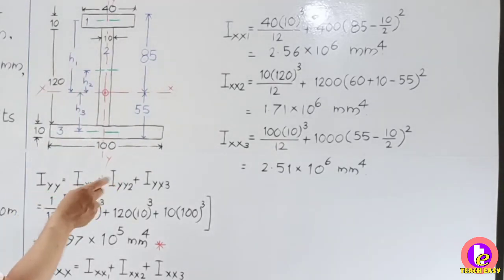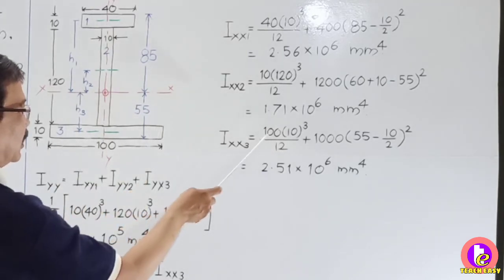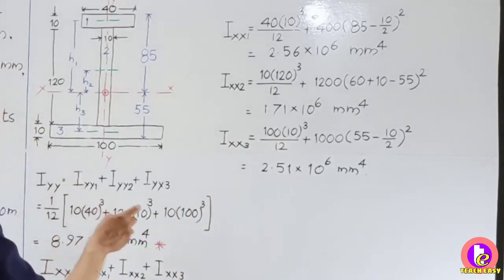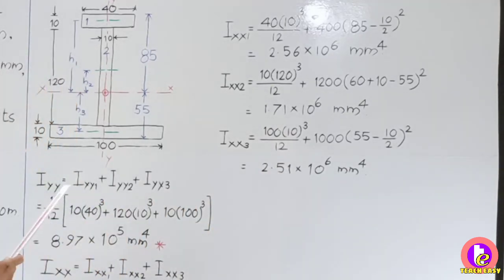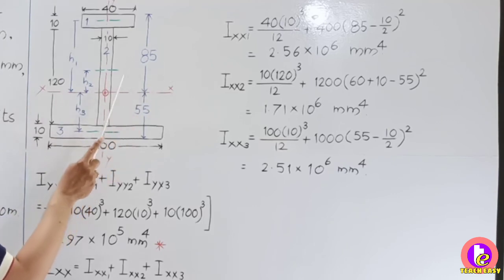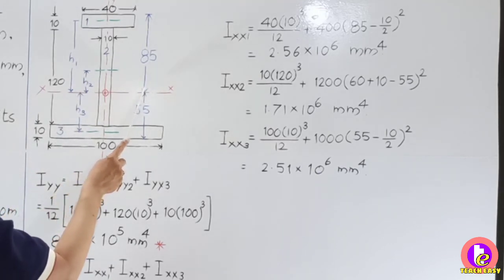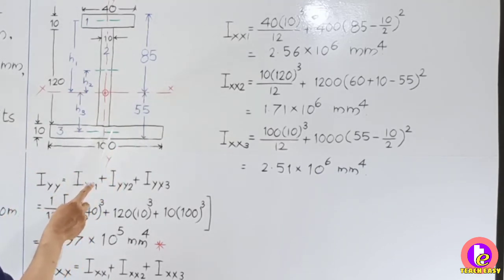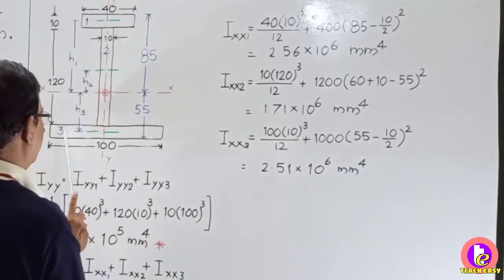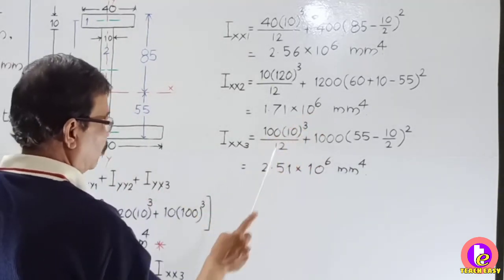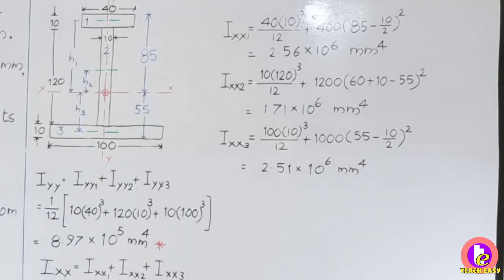Now let us go for the third part, the bottom flange. Ixx3 is equal to b d cube, that is 100 into 10 cube by 12, plus area, that is 1000, into h3 square. What is h3? This is the centroidal axis of the third part and this is the centroidal axis of the complete section. So the distance between the two axes is h3. So what is h3? See, look here. What is this total distance minus half the distance? Total distance is 55 minus this distance is 10 by 2, bracket square, which comes out to be 2.51.